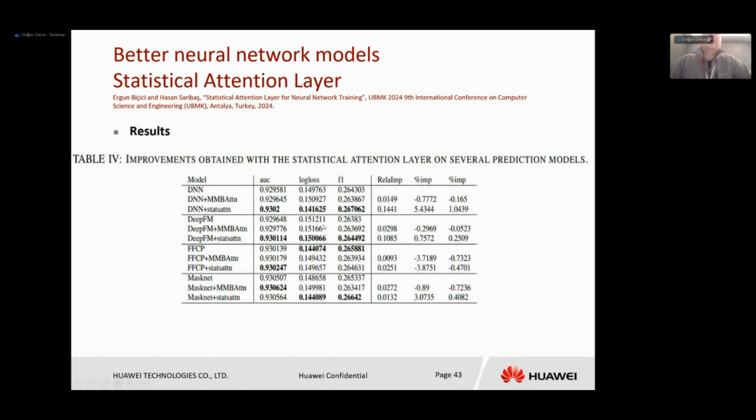And we achieve improvements. This table shows improvements comparing the original prediction model and the model after transforming the input with the statistical attention layer. The MMB attention uses only the mean and the max attention. Statistical attention uses 10 different statistical functions and achieves better performance than MMB attention and the baseline model. Relative improvements and improvement percentages are on the right.